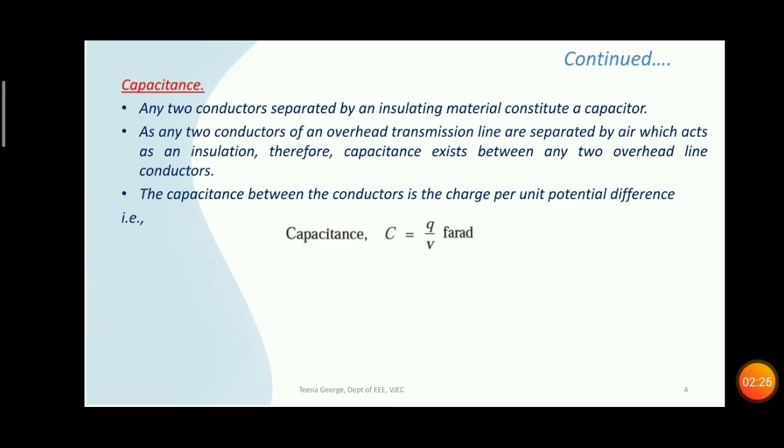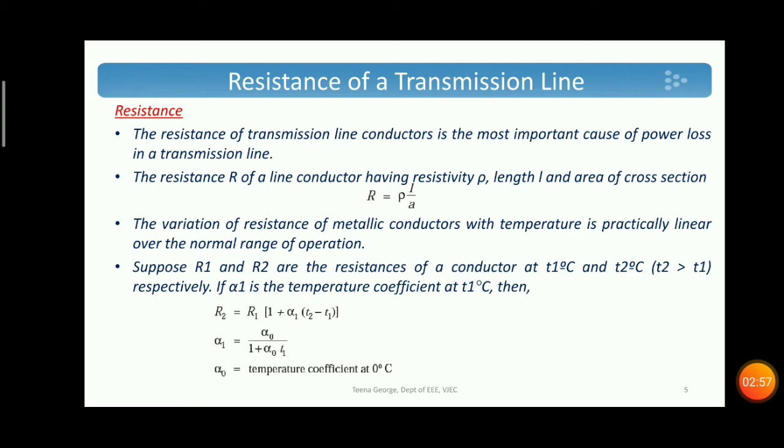Then capacitance. Any two conductors separated by an insulating material constitute a capacitor. When two conductors of overhead line are separated by air, it acts as a capacitor. Capacitance between the conductors is charge per unit potential difference. Capacitance is Q by V, charge per unit potential difference. We can see these parameters in detail.